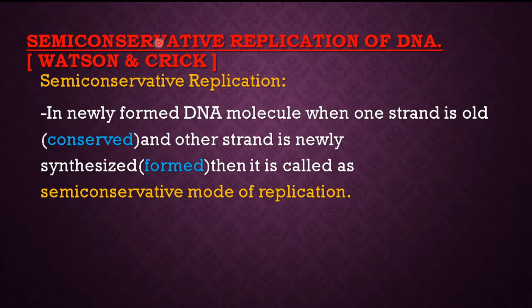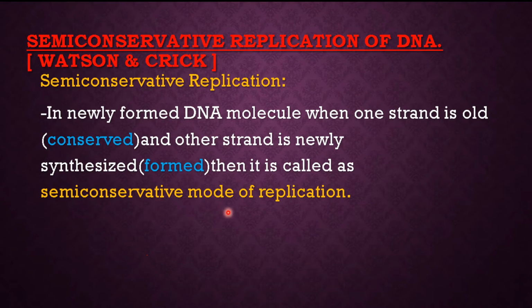Now, semi-conservative replication of DNA we are studying. This model of replication is explained by the scientists Watson and Crick. See what happens here in newly formed DNA. In the newly formed daughter DNA molecule, one strand is the old strand, the parental strand, or you can say the conserved strand, and the other strand is newly synthesized, or newly formed. That's why it is called the semi-conservative mode of replication.